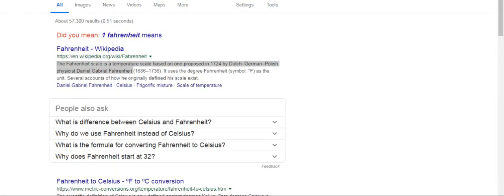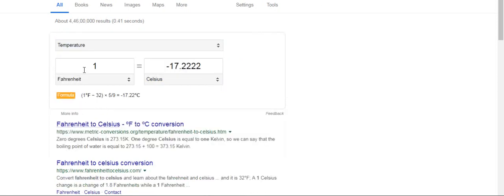As we measure the temperature in degrees, scientists measure it in terms of Fahrenheit. Now it is named after the person Daniel Gabriel Fahrenheit. So we need not go into details of that. There are calculators available on Google. Remember, this is the formula.